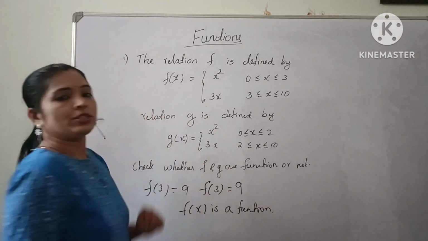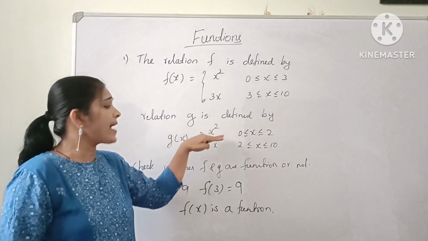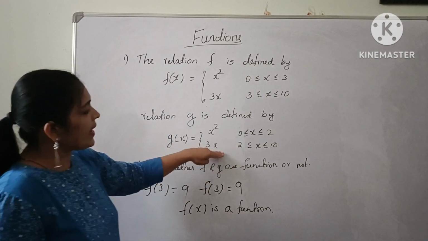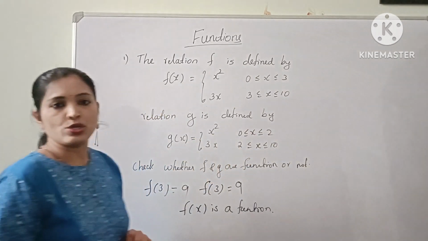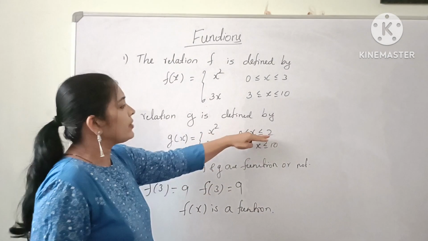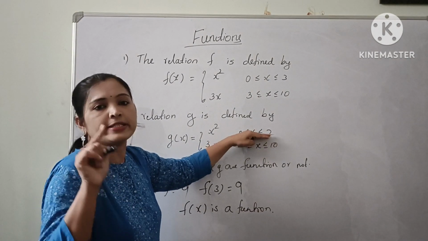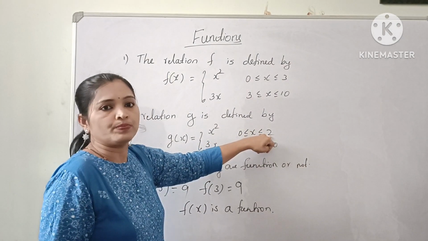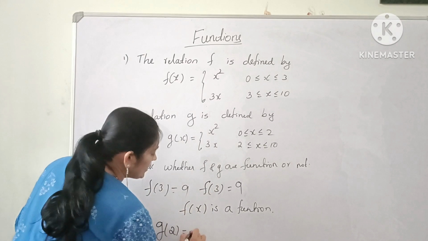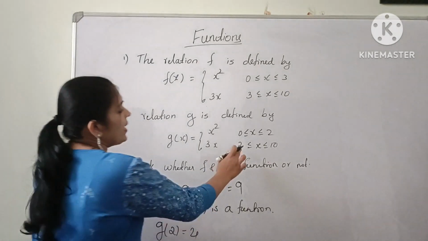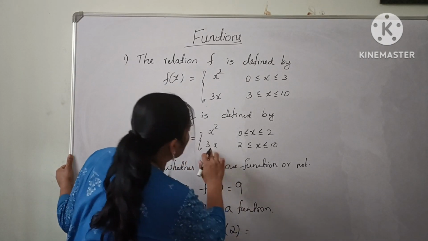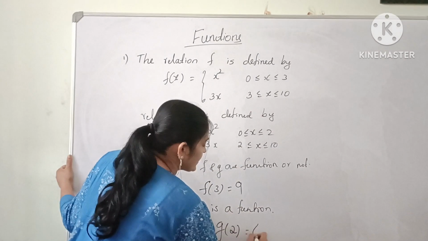Now what about g of x? The relation is x square when 0 less than or equal to x less than or equal to 2, and 3x when 2 less than or equal to x less than or equal to 10. Here also let us use the same method. First let us take one element from the domain, that is x value, x is equal to 2. So what is g of 2? g of 2 is nothing but 2 square, 4, right? Taking the element in the other part, g of 2 is equal to 3 into 2, that is 6.